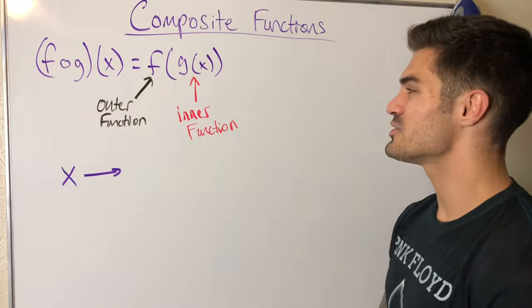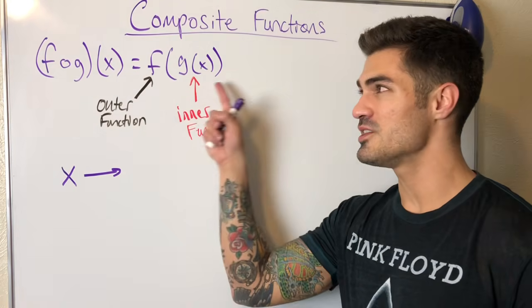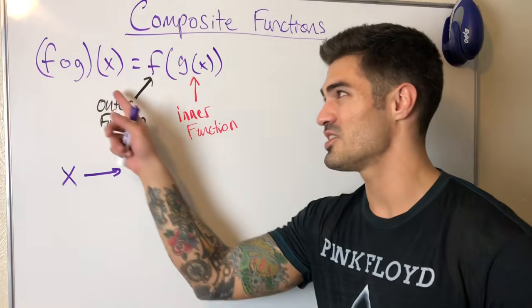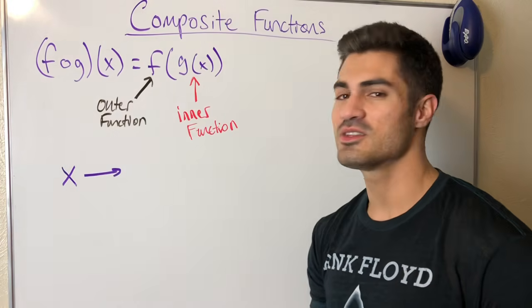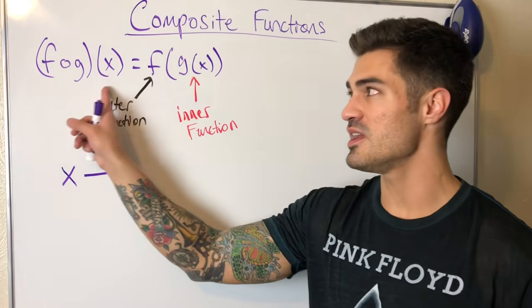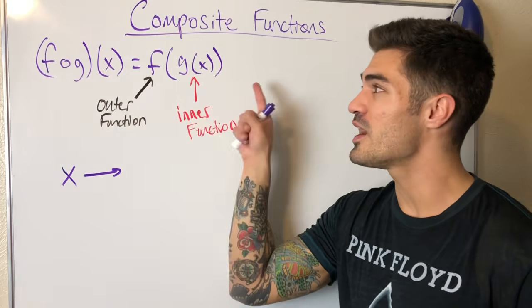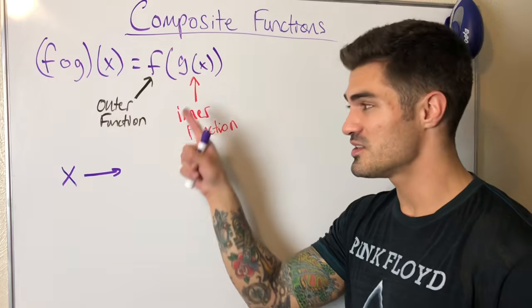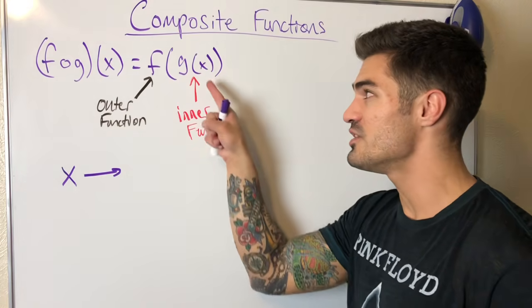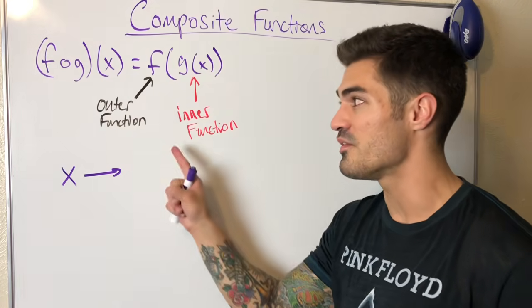So let's see how this works. First of all, I like to see it rewritten like this because it makes the most sense. A lot of times we're given it like this. I always recommend doing this. If you see anything like this with this f of g stuff, just immediately write it like this, f of g of x, because then it makes it clearer what we're doing. We're plugging g of x, the inner function, into f, the outer function.